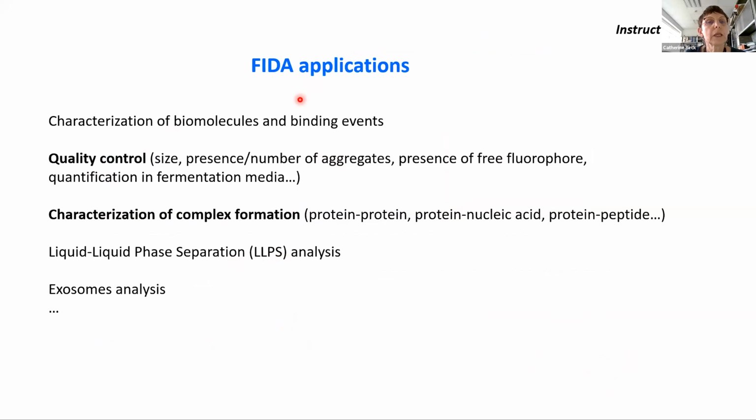So the FIDA applications are the characterization of biomolecules and binding events. You can use FIDA for quality control to check the size of your sample, the presence and number of aggregates, and the presence of free fluorophore. I will come back to this later. And you can also quantify protein in fermentation media. You can also use FIDA for complex formation to check protein-protein, protein-nucleic acid, and protein-peptide interaction. And you can also use FIDA for liquid-liquid phase and exosome analysis.